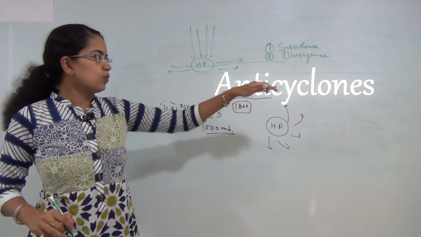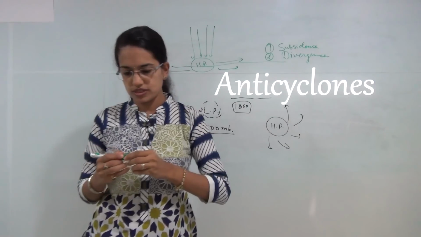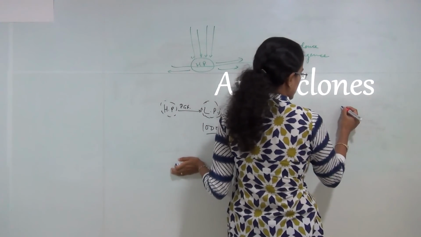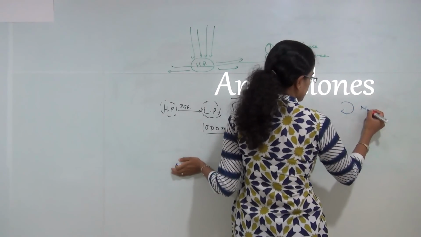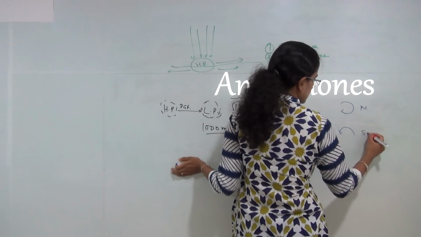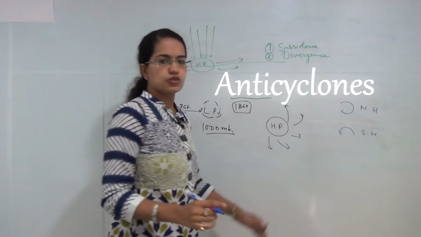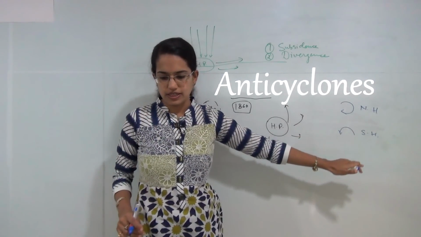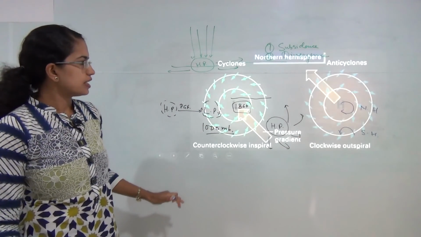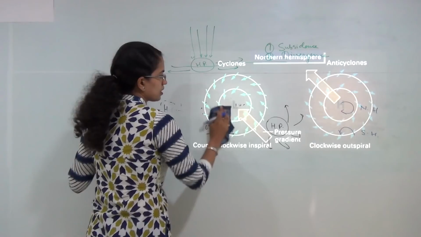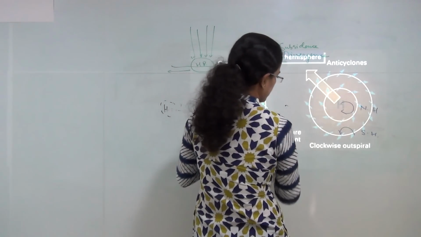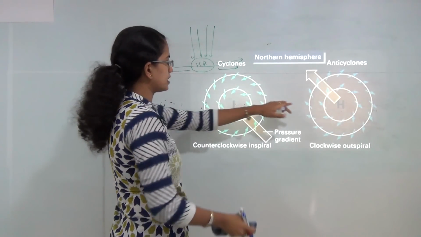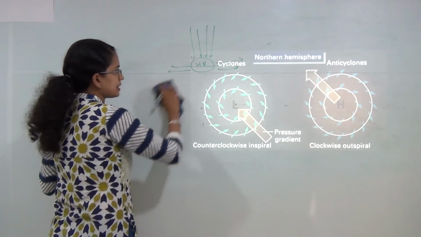Opposite to what happens with the cyclonic conditions in the Northern Hemisphere and Southern Hemisphere, the anticyclones move clockwise in the Northern Hemisphere and anti-clockwise in the Southern Hemisphere. Now this diagram explains the difference between the cyclonic activity and anticyclonic activity. In the northern hemisphere, the anticyclone is clockwise and the cyclonic condition is anti-clockwise.